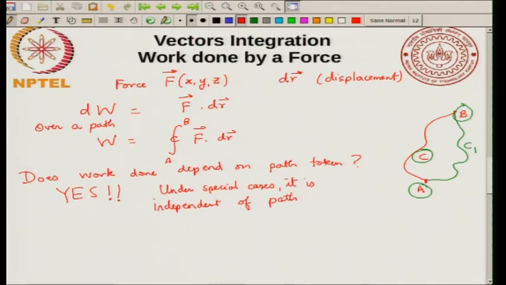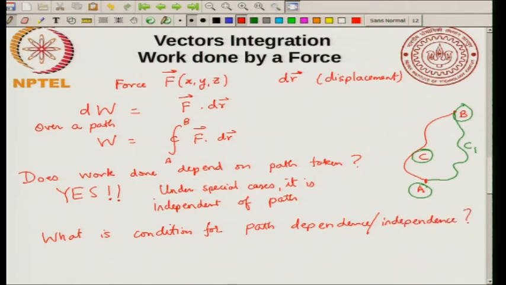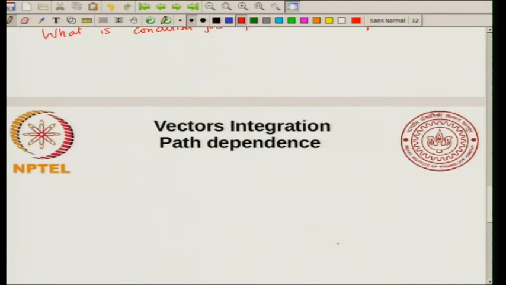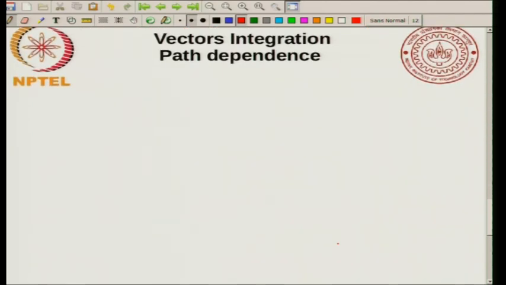What is the condition for path dependence/independence? So, the question is when is work path dependent and when is it path independent? And again this is something that you might be familiar with from your thermodynamics courses.